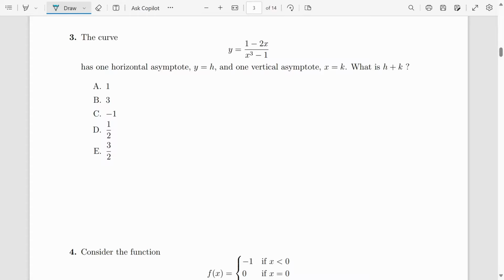Question 3, the curve y equals 1 minus 2x all over x cubed minus 1 has one horizontal asymptote, y equals h, and one vertical asymptote, x equals k, and then what is h plus k? So we need to find the equations of the horizontal and vertical asymptotes, and then put them together. So let's start off by finding the horizontal asymptote.